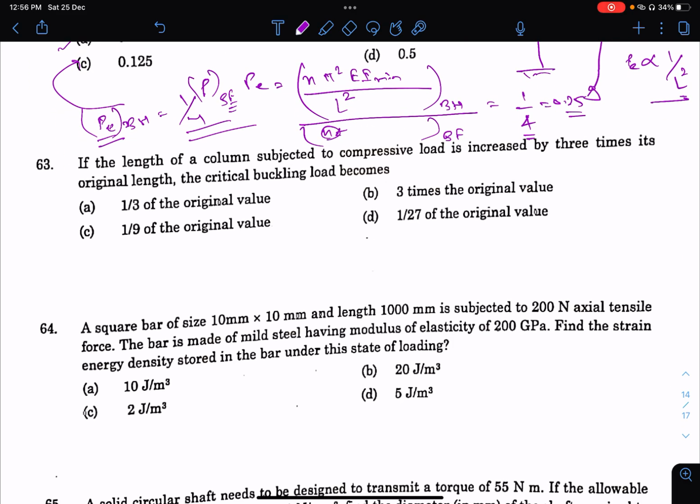If the length of a column subjected to a compressive load is increased by 3 times, so L dash has been made 3L, 3 times its original length, then the critical buckling load? So we know this equation, PE is directly proportional to 1 upon L squared. So if I put in the new L, then it will become 1 by 9 of the original value.